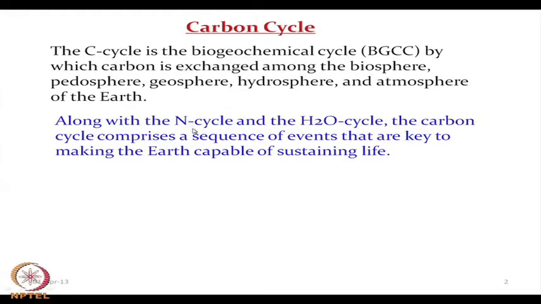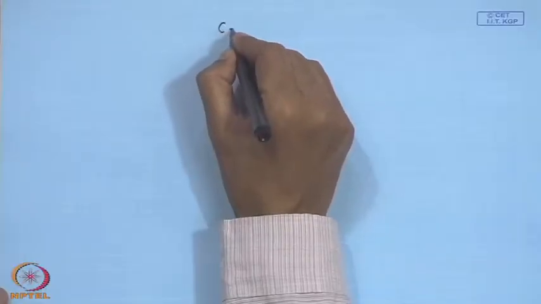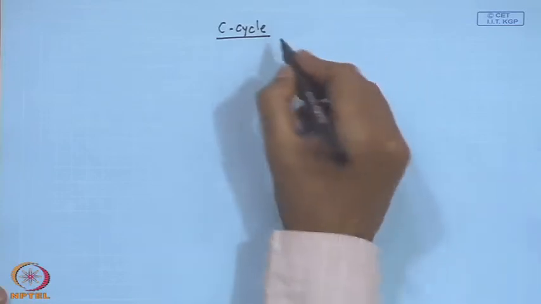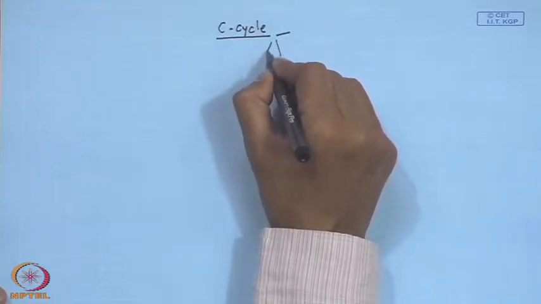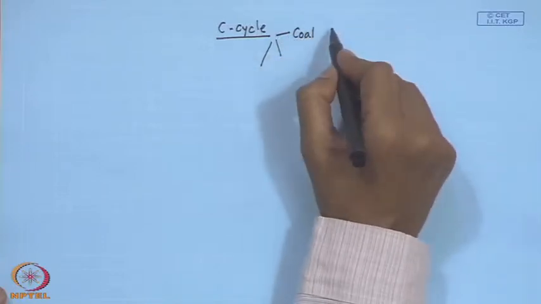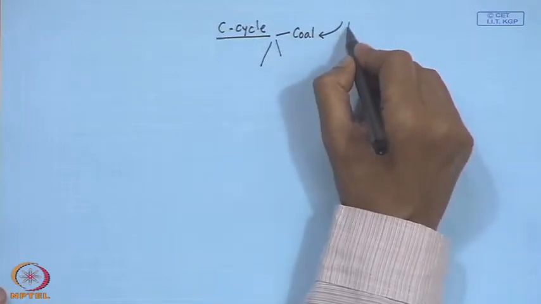So, these three together, the nitrogen cycle, the water cycle and the carbon cycle, all belong to a sequence of events that is the key to making the earth capable of sustaining life. If we want to live nicely on our earth, at the top we have the carbon cycle, which can give us so many things. It can give us stored coal through the formation of plants and other living organisms.